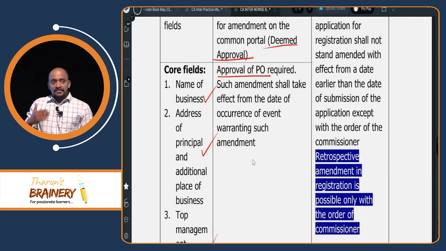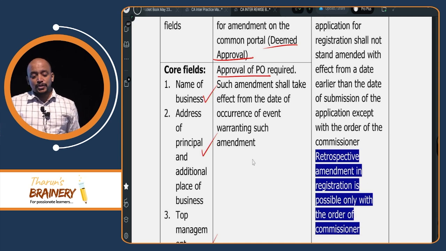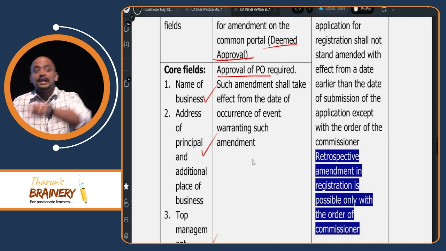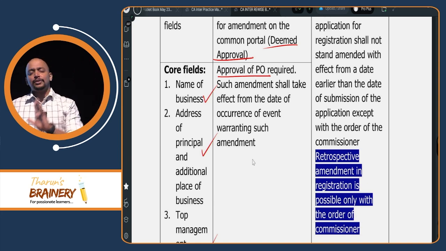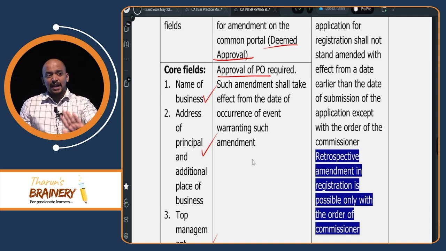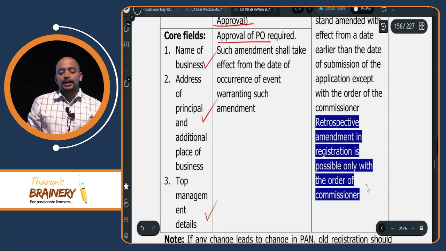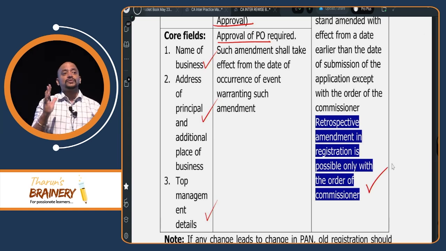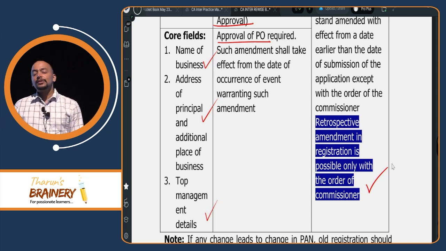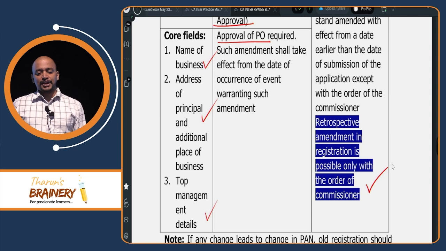Then next, whether the change is prospective or retrospective. Prospective means with effect from the date they make the change. Retrospective means today they make a change which will have an effect from a back date. So whether the change will be prospective or retrospective, always the change will be prospective. But if the commissioner approves, retrospective amendment is possible. Generally, amendment will be prospective, but if the commissioner approves, it can be retrospective.